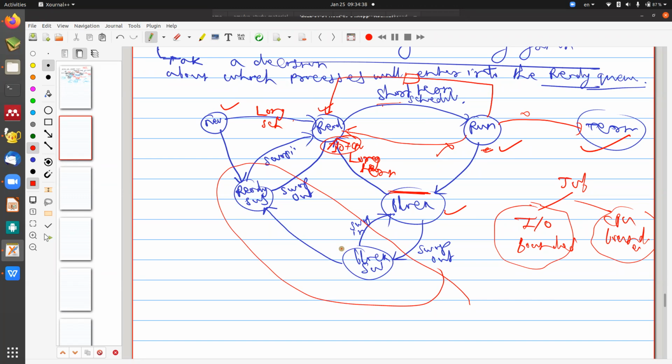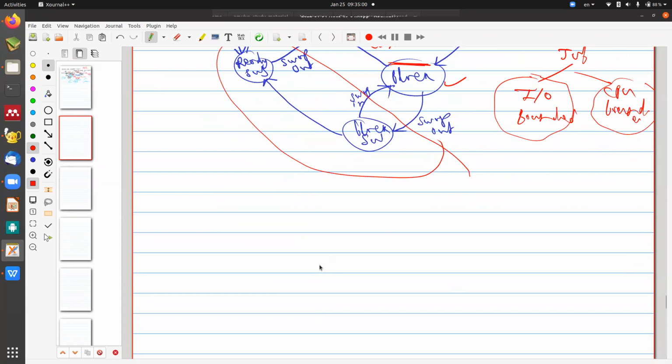From new it goes to ready, from ready to running, running to block, block again to ready. From running it can go to the termination state, and from block and ready there is a suspended state. And from block and ready, when it comes to the suspended state, that scenario you have already discussed, when the memory is not completely available. This is one kind of thing people will ask.